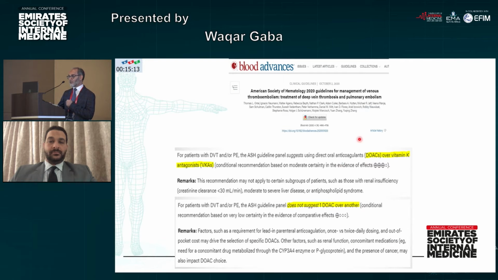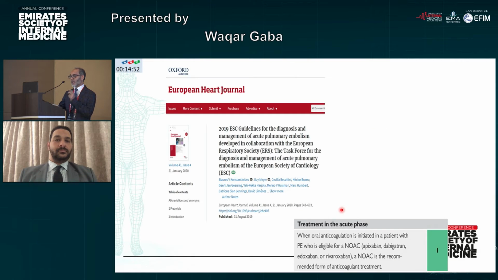ASH guidelines clearly in 2020 recommended that DOAC should be considered over vitamin K antagonists, but they do not suggest one DOAC over another. So there is no one DOAC that should be suggested over another one, but overall DOAC should be the first line of treatment for VTE risk, and that is also recommended by the European Society of Cardiology, the ESC, saying when oral anticoagulation is initiated in a patient with PE who is eligible for DOAC, DOAC should be the recommended, so 1A recommendation again.